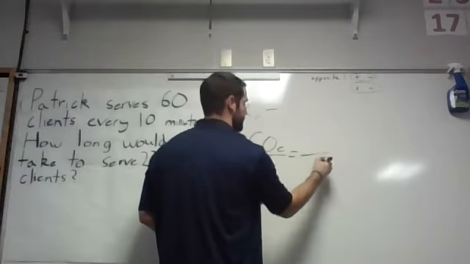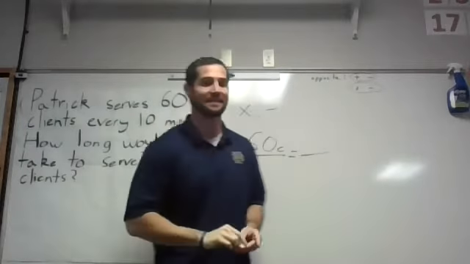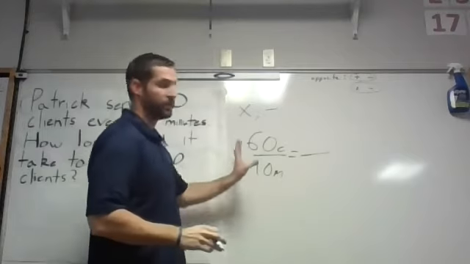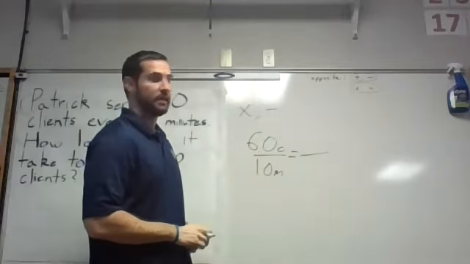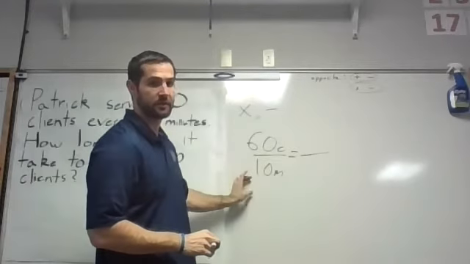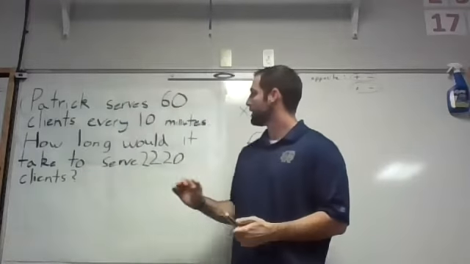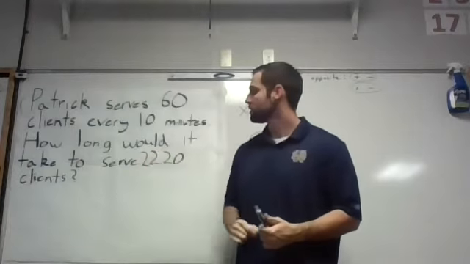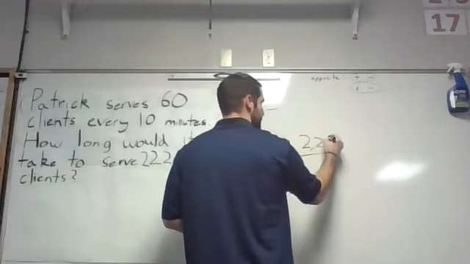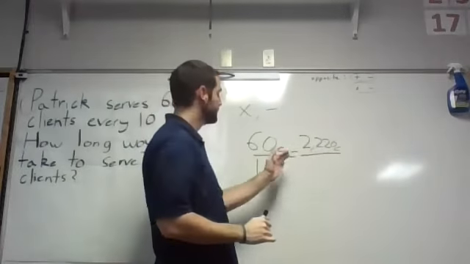I'm gonna apply equivalent fractions. The next clue, 60 clients every 10 minutes. Now remember, with equivalent fractions, keep the labels and then put the first clue as a numerator and your second clue as the denominator. Our final clue is, how long would it take to serve 2,220 clients? The labels must match, so put the numerators at the top.